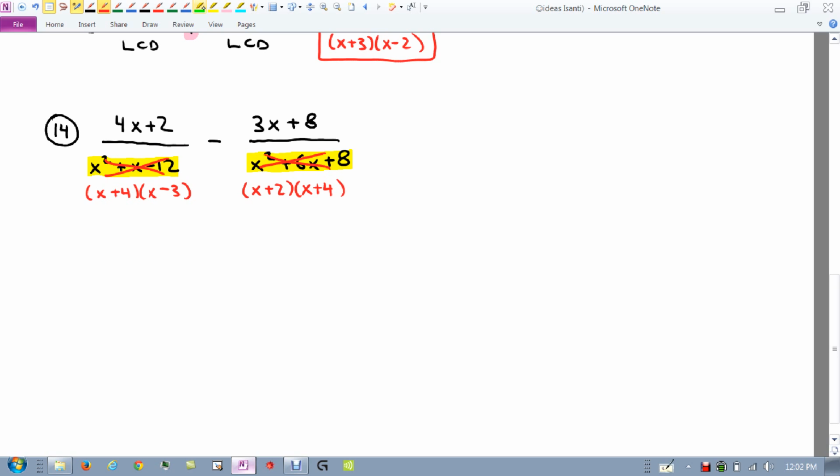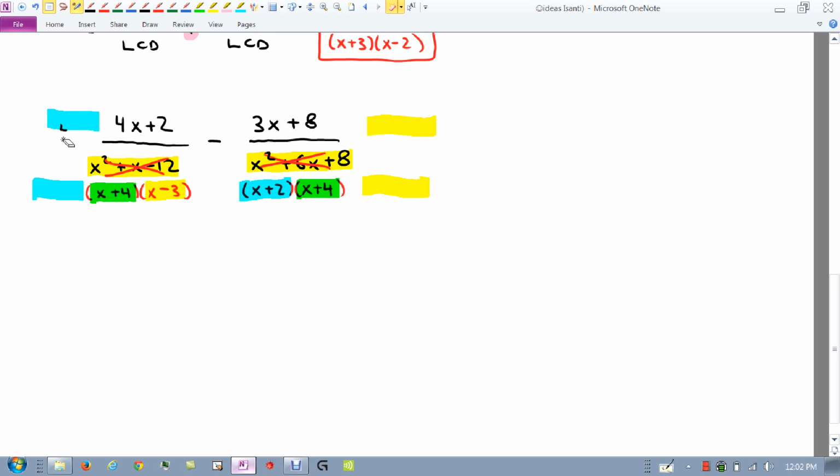And now let's try and see what we've got. I've got an x plus 4 here and an x plus 4 here, so I don't need one. Here I have an x plus 3. I do not have one over here, so I'm going to have to introduce on the top and bottom. On this one, I have an x plus 2. I don't have one here, so I'm going to have to introduce top and bottom there.